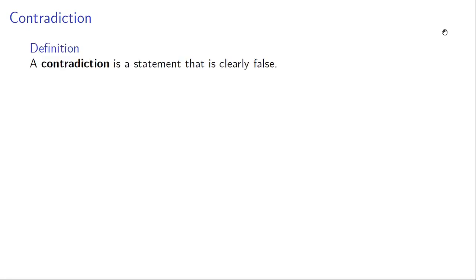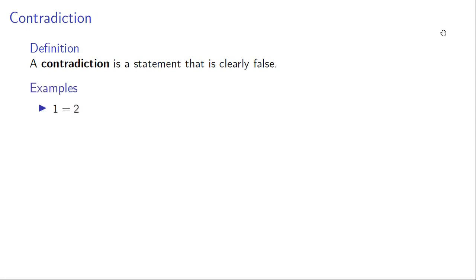Now we're going to cover a new type of proof. This is called proof by contradiction. So we'll first talk about what a contradiction means in mathematics. It has a broader meaning than it has in English. So in math, a contradiction is a statement that is clearly false.